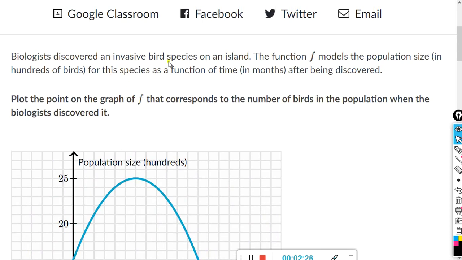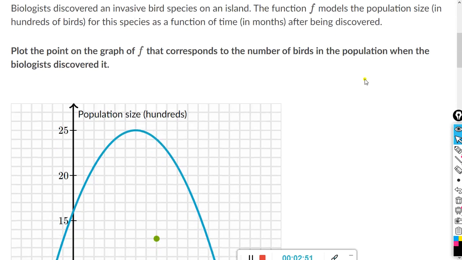Biologists discovered an invasive bird species on an island. The function f models a population in hundreds of birds for this species as a function of time after being discovered. Plot the point on the graph of f that corresponds to the number of birds in the population when the biologist discovered it. Okay, it says the axis is a function of time after being discovered.